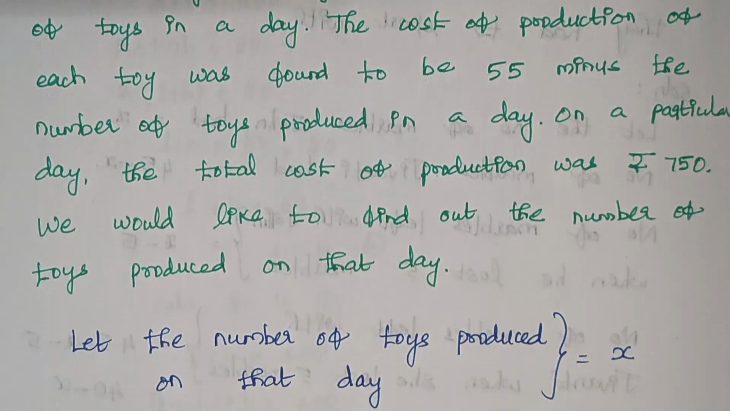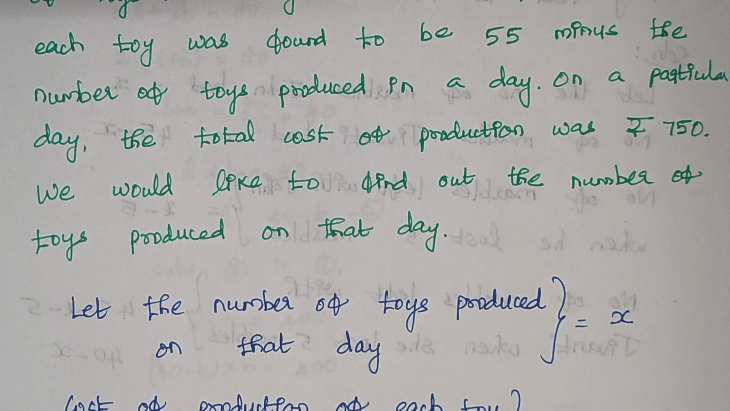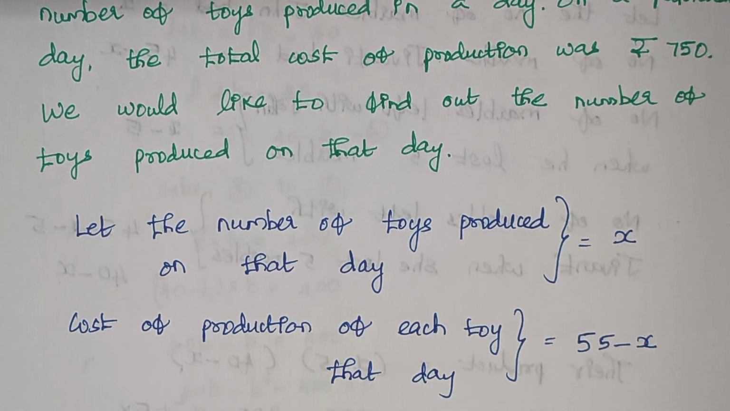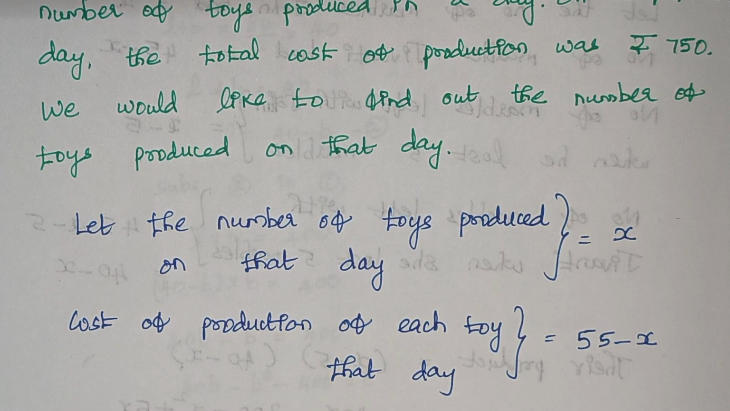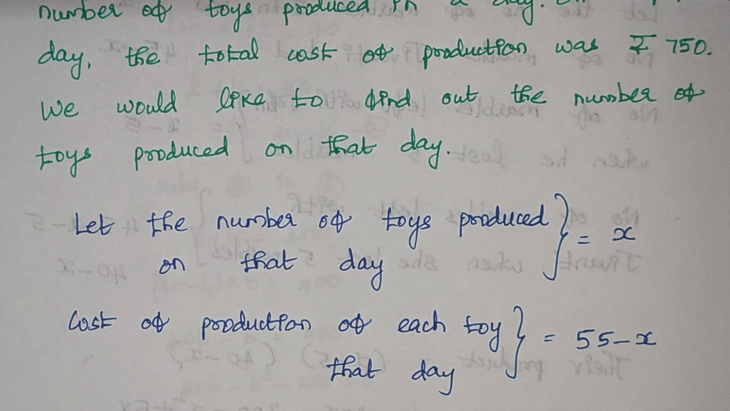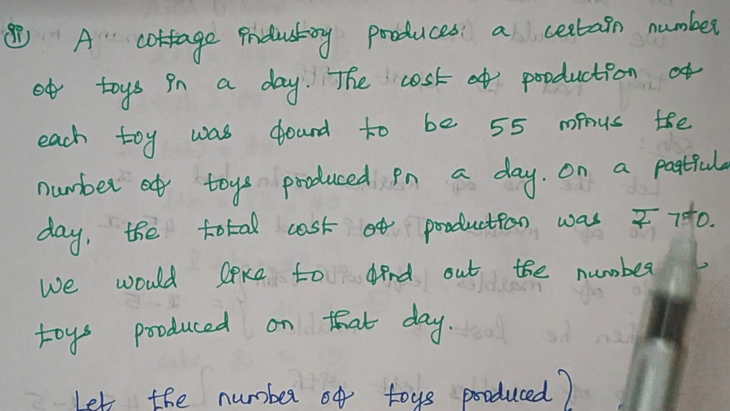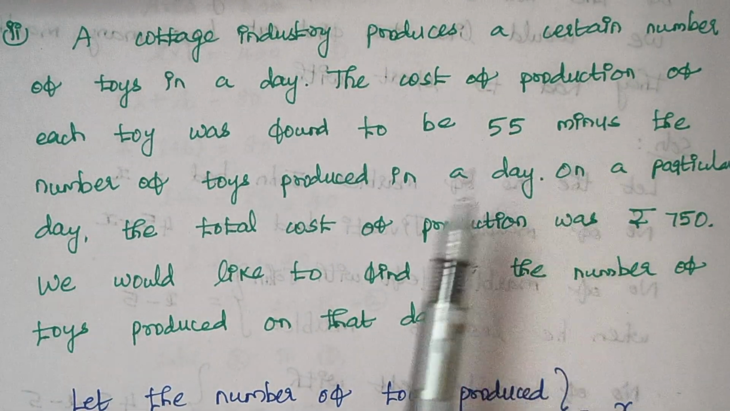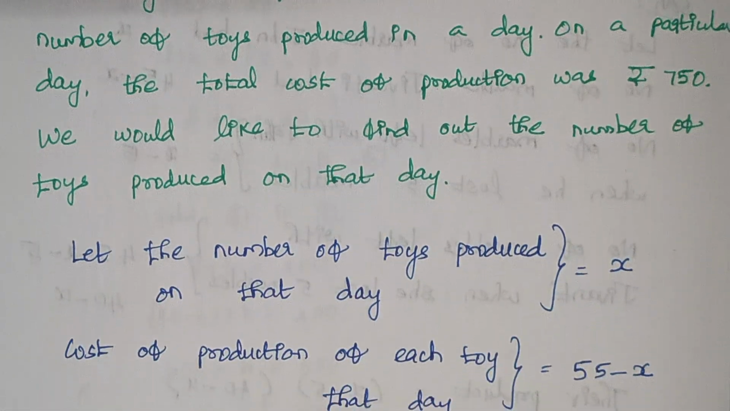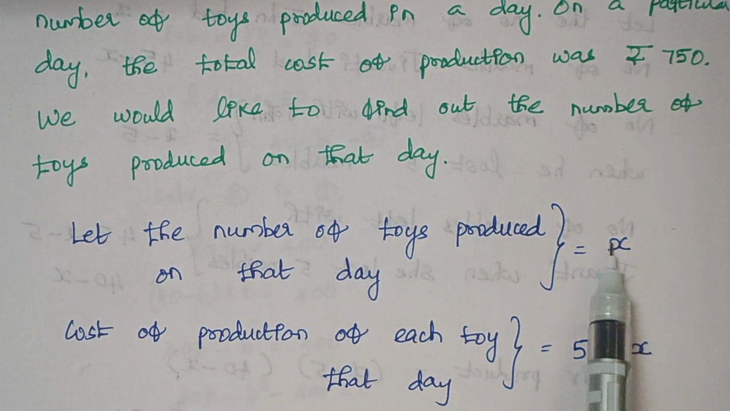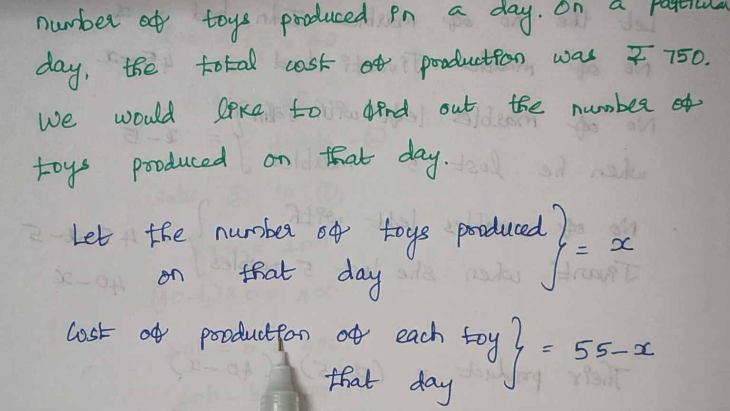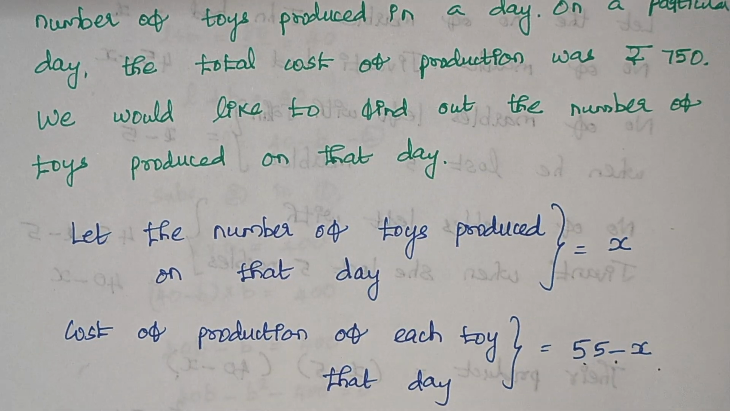So first we start with, let the number of toys produced be X. So the cost of production of each toy that day is nothing but 55. You see it is clearly given, right? The cost of production is 55 minus the number of toys produced. So here the number of toys produced is X. Therefore the cost of production will be 55 minus X.